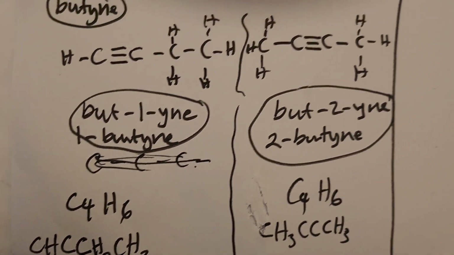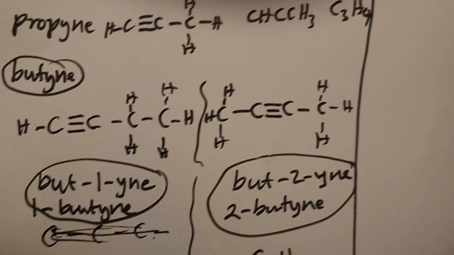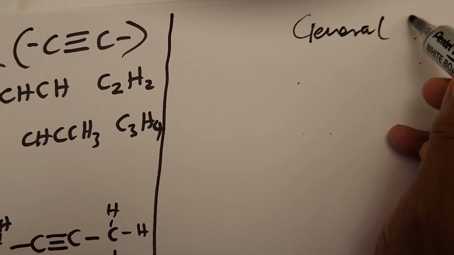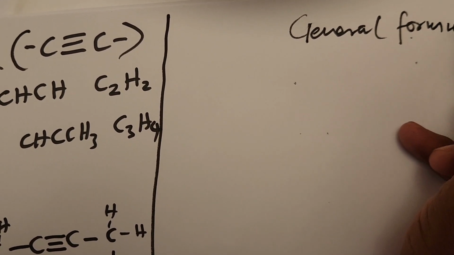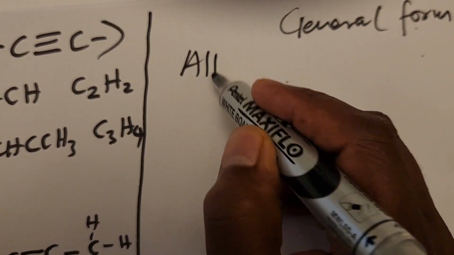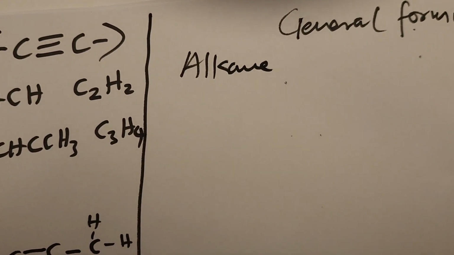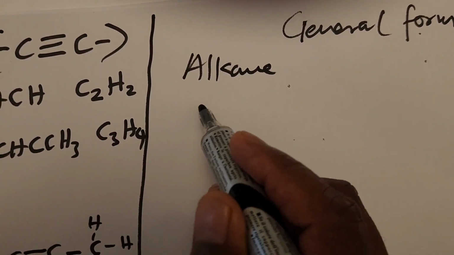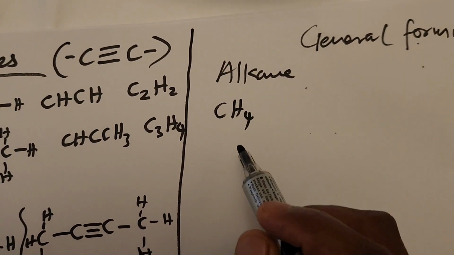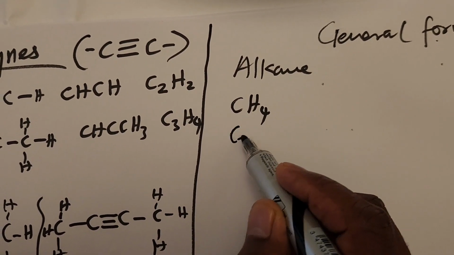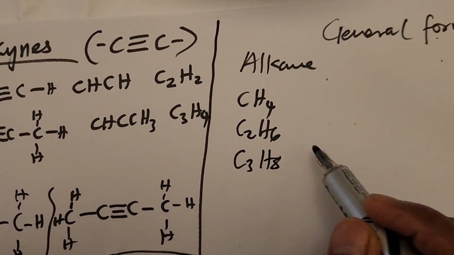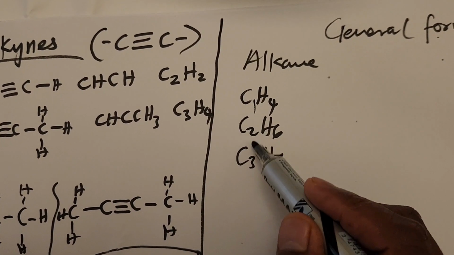But in a nutshell, let's talk about the issue of general formulas in the three. The general formulas are something that you should know, because in an exam they can ask you about this. About alkanes, it's very easy. We use maths. The first alkane is CH4, the second alkane is C2H6, the third alkane is C3H8. You can see the trend.